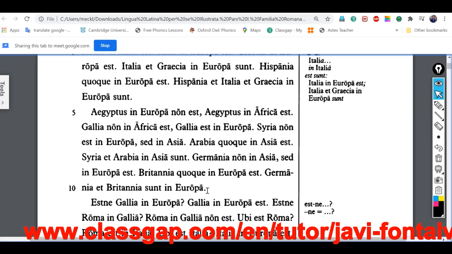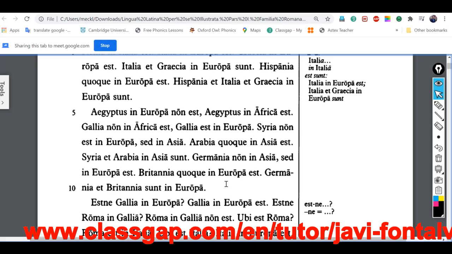Y ahora la doble L. Okay, this is Gallia, like in Italian. Do you speak Italian by any chance? Un po. Okay, so in Latin it's the same as in Italian. In Latin we had double consonants. When you have two consonants, it means you have to read it twice. So here you will say Gallia. You stop a little bit there. Gallia non in Africa est, Gallia est in Europa.